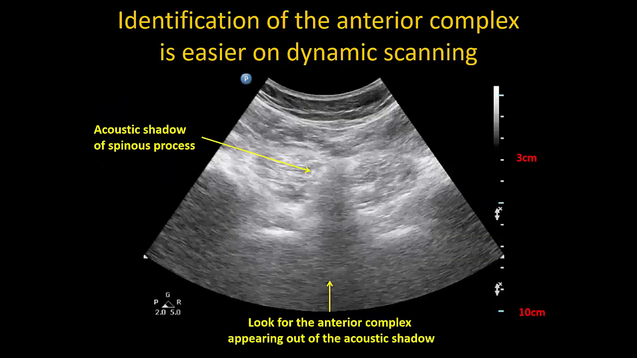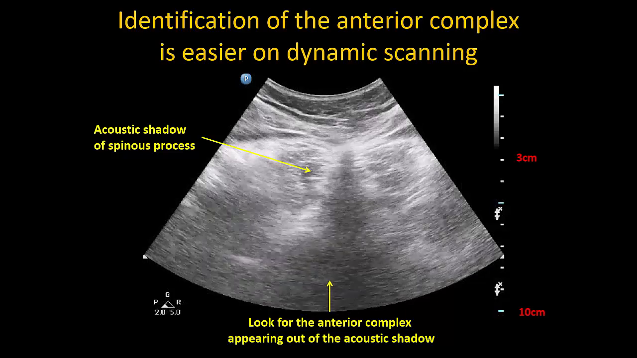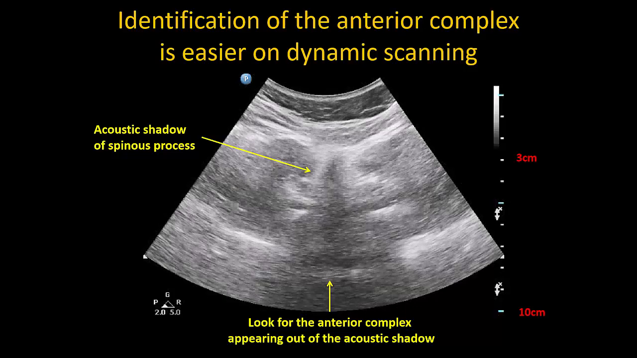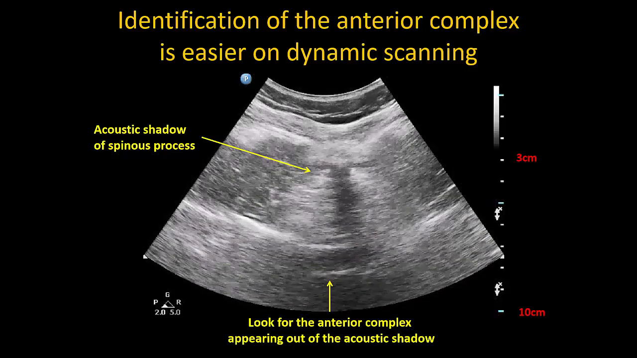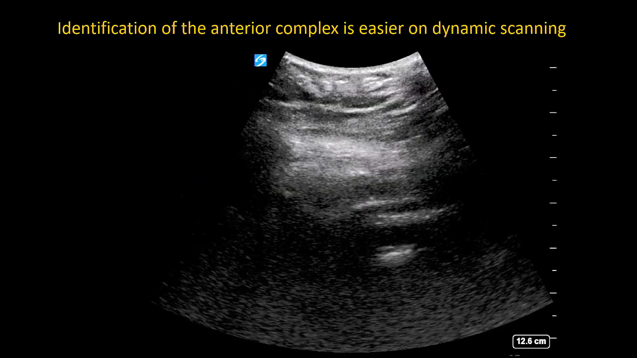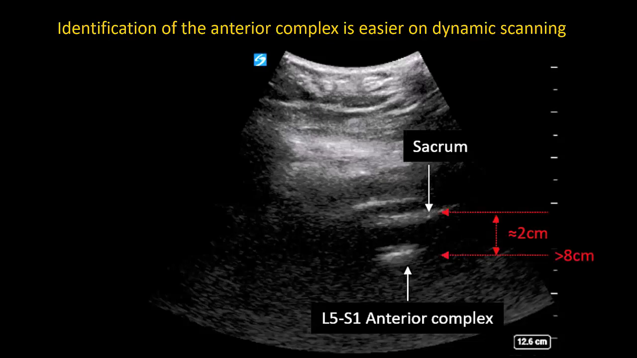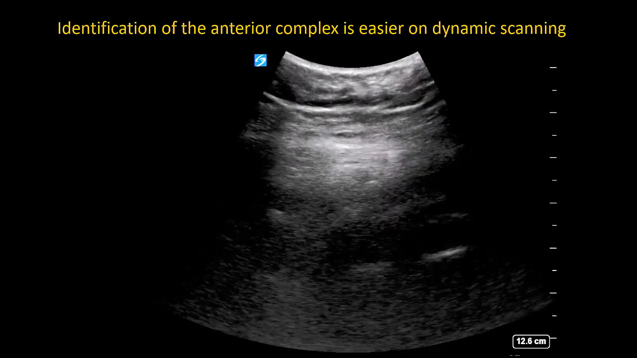These subtle anterior complexes are easier to recognize during dynamic scanning in the transverse midline view. What we are looking for are gray or white lines to appear out of the darkness of the acoustic shadow as we slide the probe cranially or caudally. I showed the first part of this patient's video earlier, in which we identified the sacrum, the laminae, and anterior complexes of the L2 to L5 spaces.